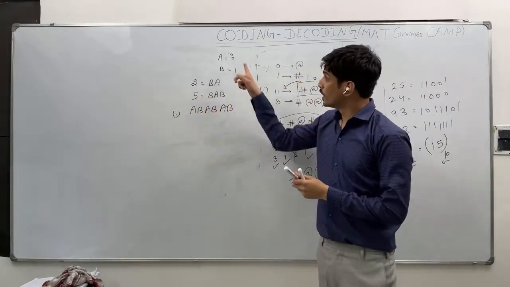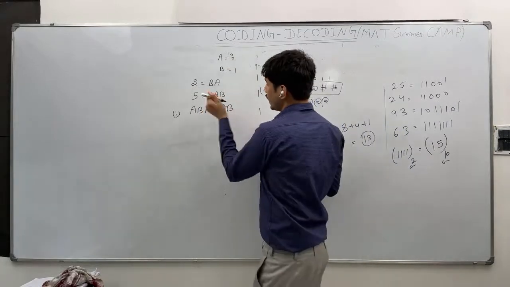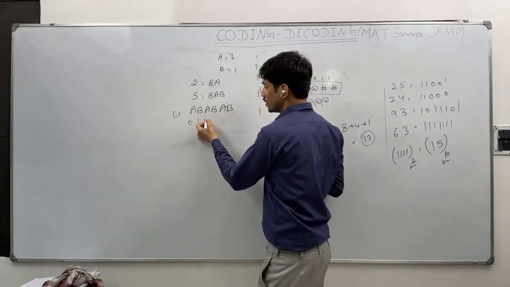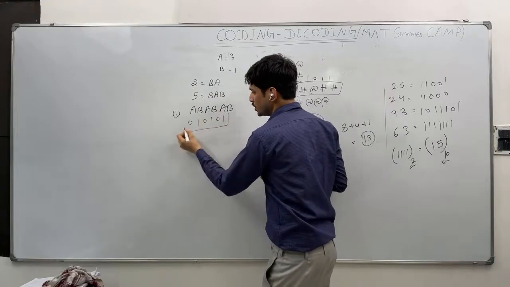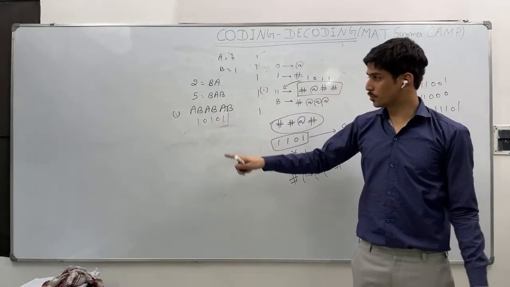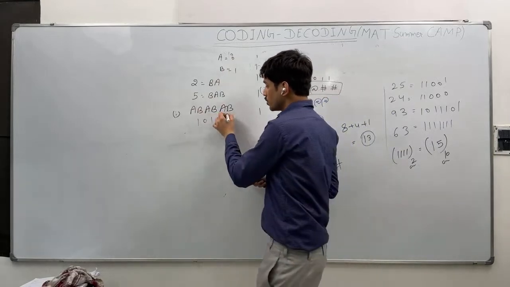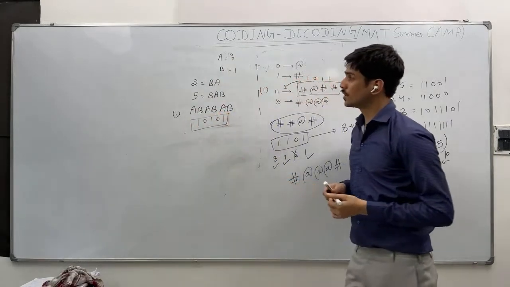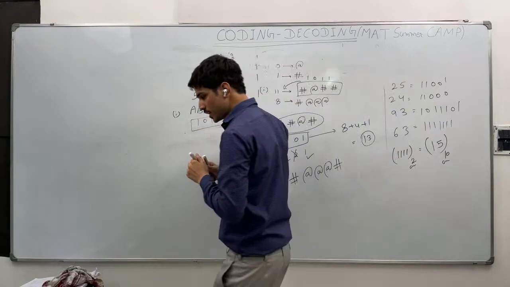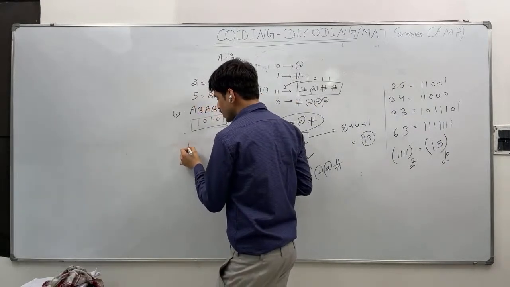First of all, what you do? AB, AB, AB. So you say A is 0, then 1, 0 1 0 1. So this 0 you can neglect, right? Because A is 0, B is 1. So this one, can you try this one? 21, right? Next they are asking, what is the sum of this one?